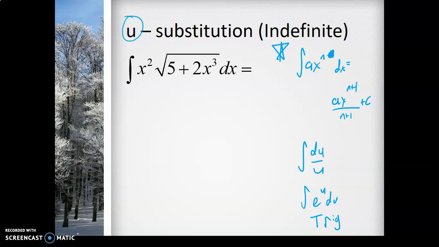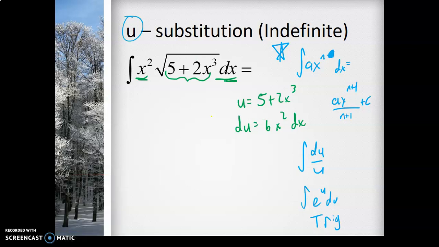Now, it's not always obvious what to make your u function be. Usually you want to try with what is on the inside of parentheses or the inside of a root or the inside of the function if there's a sine or cosine or something like that. So let's just see what happens if I make my u be 5 plus 2x cubed. My du would be 6x squared dx. I have x squared and I have dx. I don't have a factor of 6 yet, but I can get that in there. So this looks pretty good.